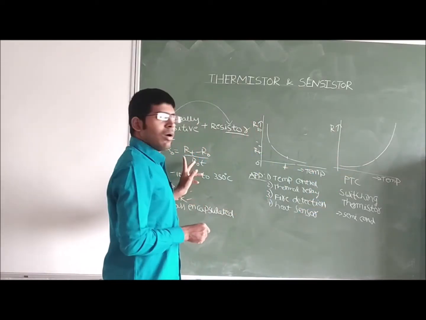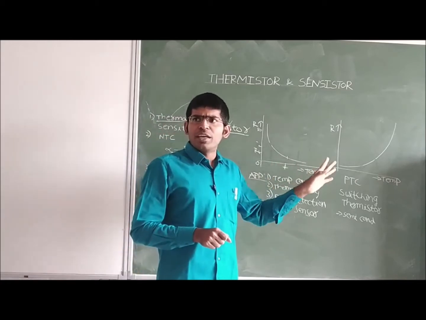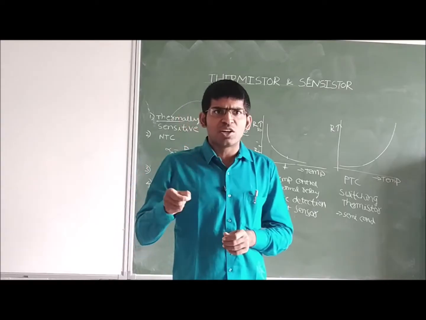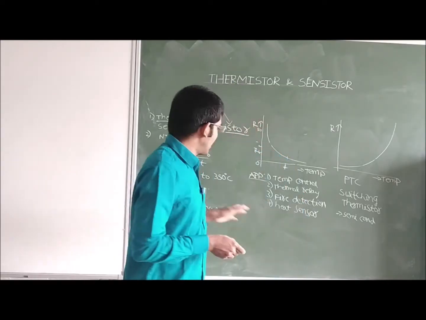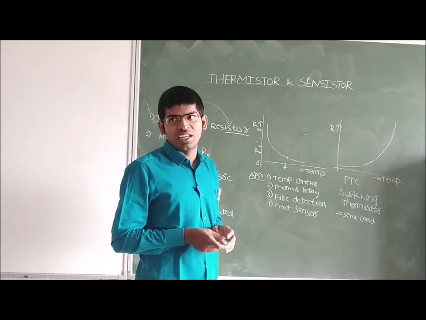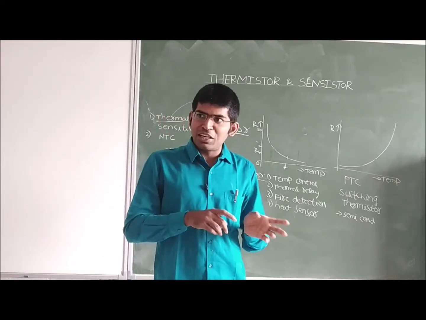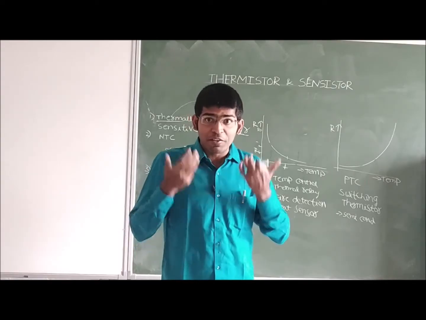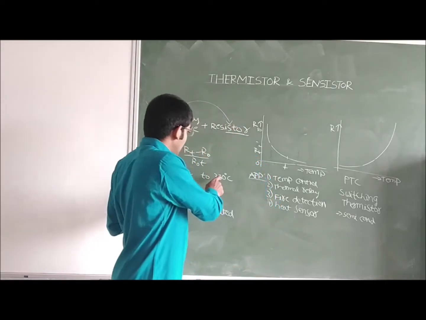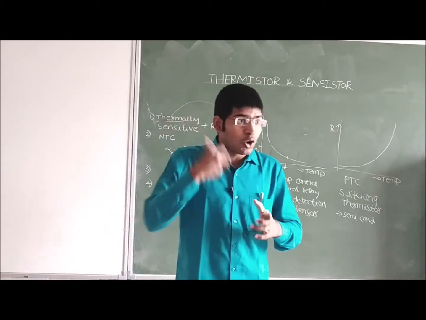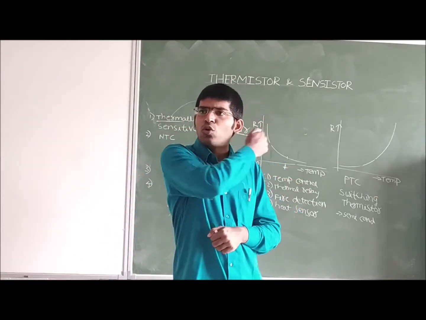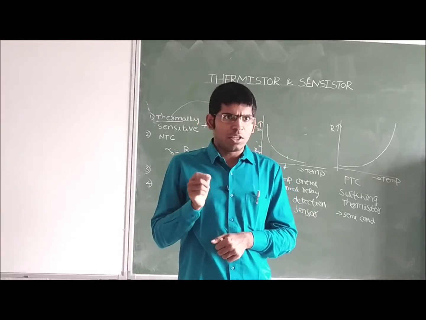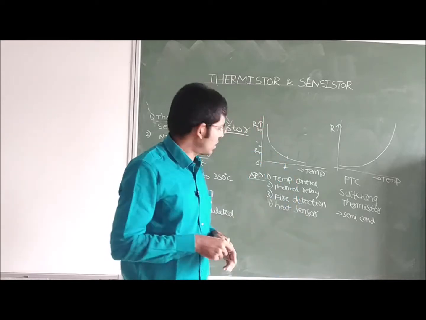Now, how much temperature can we increment or decrement? In what range of temperature can we observe the change of the resistance for the thermistor? Minus 100 degrees to 350 degrees centigrade. If our application lies between this temperature range, and we want to control something with the temperature, then we can go for thermistor. Generally we use 10 kilo ohm thermistors in our laboratories. 10 kilo ohm thermistors are available.